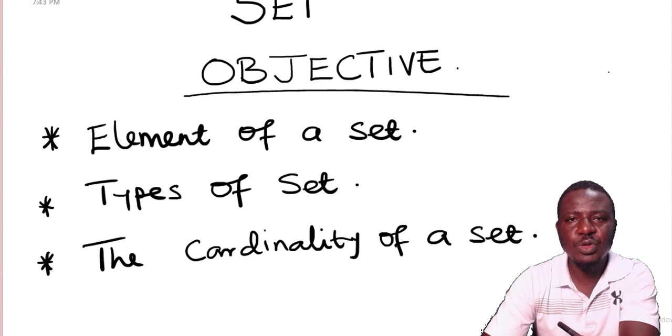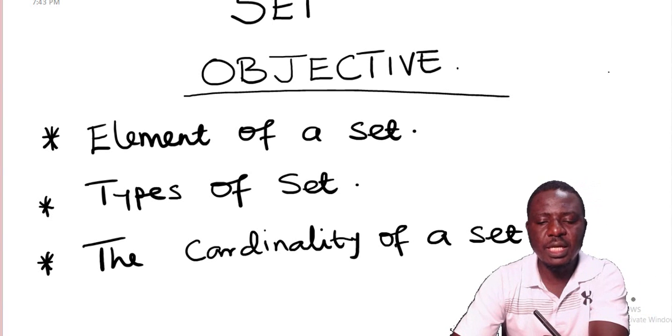Today's class is a continuation of our previous classes on Introduction to Set. In today's class, we shall be looking at the following objectives. We shall learn what we mean by elements of a set. We shall look at the types of sets and the cardinality of a set.